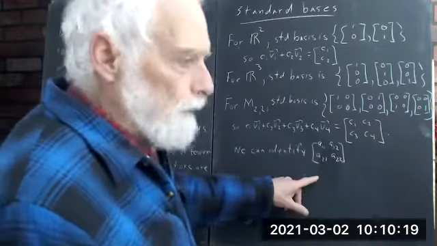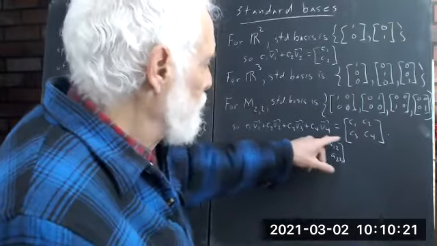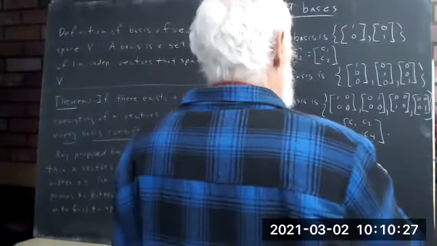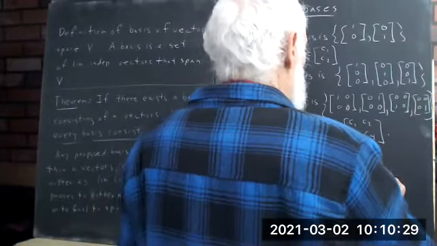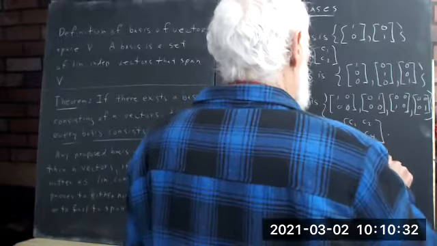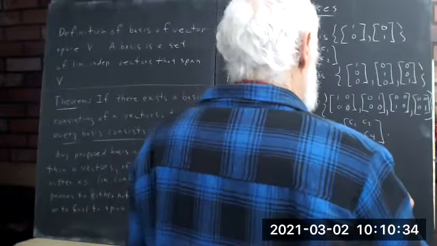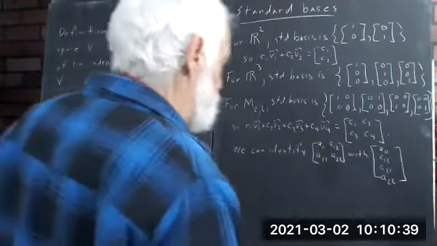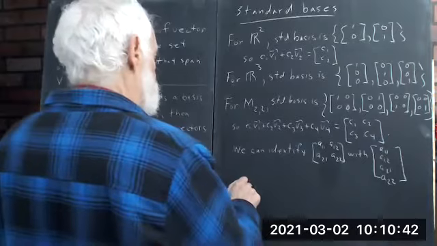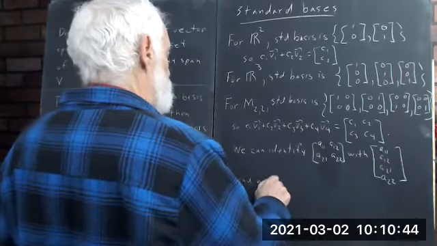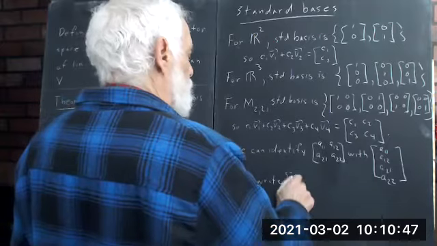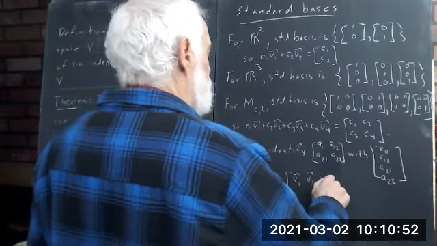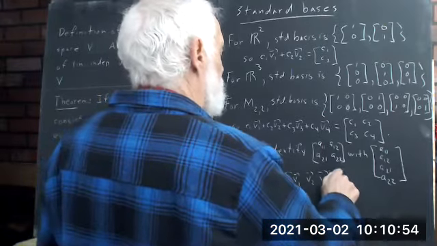We can identify the matrix A11, A12, A21, A22 with the column vector A11, A12, A21, A22. And write the matrix V1, V2, V3, V4.